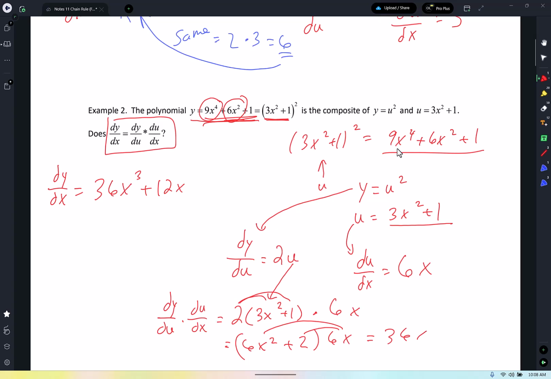36x cubed, that's a cubed, plus 12x. Did I get the same thing? Yes. So would you do chain rule for something like this? Probably not. You'd probably just go right into getting a polynomial, just taking the derivative. But you can see that it works.